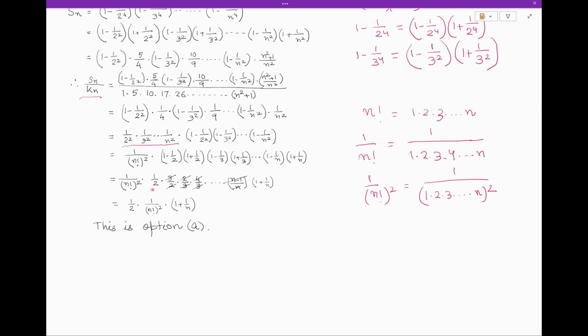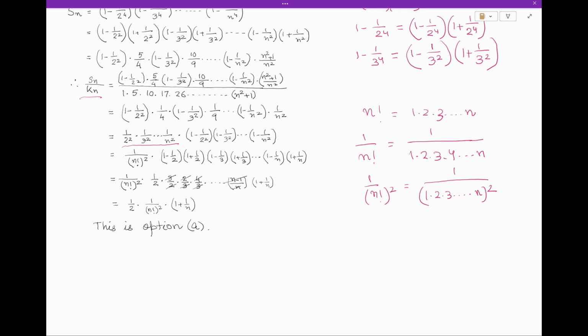And if we write this out, we get Sn by Kn is equal to 1 divided by factorial n whole square multiplied by half into 3 by 2 multiplied by 2 by 3 multiplied by 4 by 3, etc. Finally multiplied by n minus 1 by n multiplied by 1 plus 1 by n. So, these 3 will cancel with these 3, these 2 will cancel with these 2, these 4 will cancel with this 4 somewhere, 3 will cancel out. Finally, we will be left with 1 plus 1 by n.